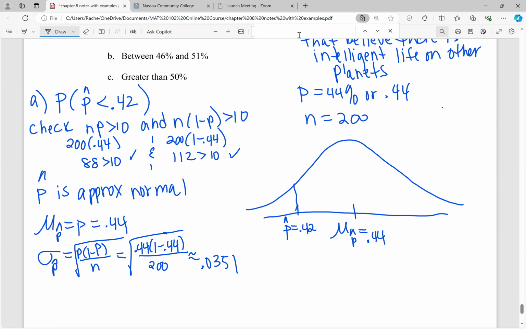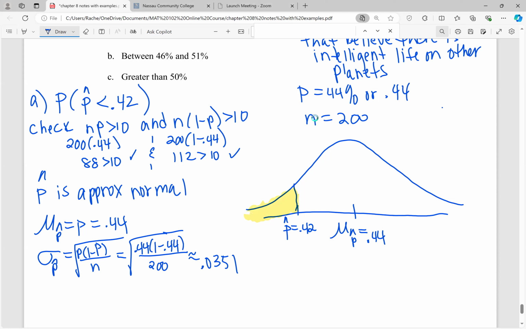All right, so we want the probability that p hat is less than 0.42. So I'm shading the area to the left. Now, since we're dealing with the normal distribution, even though my variable is p hat, it still follows a normal distribution. So we could use normal CDF to find the area of the shaded region, right?